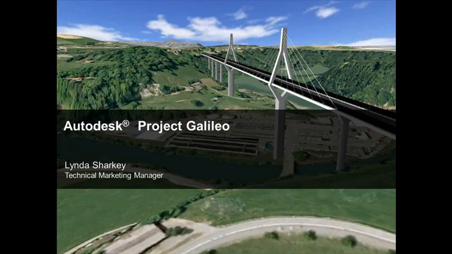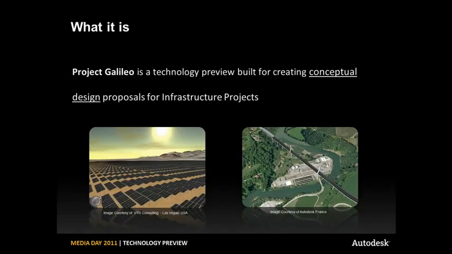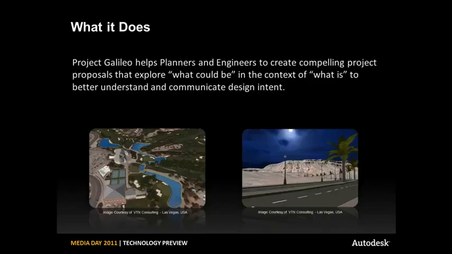Imagine as an AEC firm or government agency, you were able to win more work or project approval by presenting your design proposals in the context of what's already there. Autodesk Project Galileo helps you do exactly that. Create 3D infrastructure with tools for creating roads, water, land features, and city furniture. And then share those visuals for faster, more confident decision making and greater stakeholder buy-in.